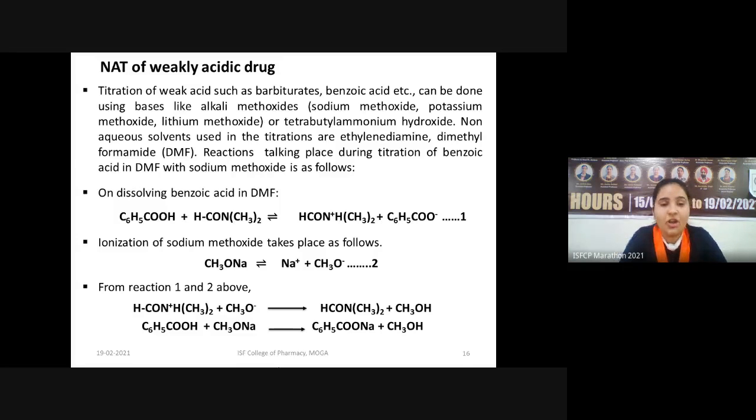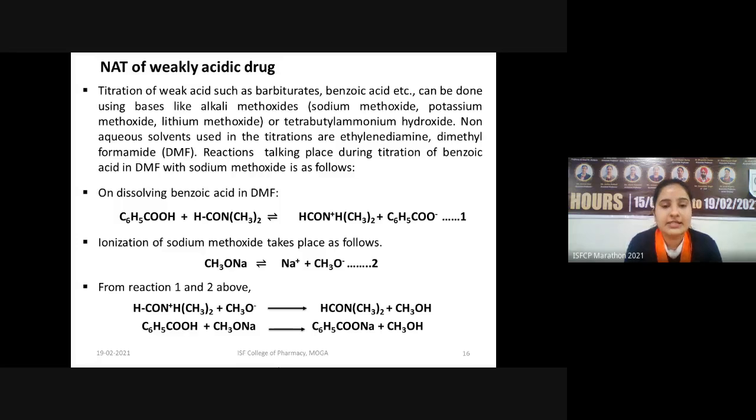First of all, for example, we are performing the quantitative estimation of benzoic acid. When we dissolve benzoic acid in our solvent, which is DMF, that is dimethyl formamide, what happens? The benzoic acid is going to release H positive ion and it is going to protonate the lone pair of electrons present on the amide group. So the amide will be protonated by the proton which is released by the benzoic acid.